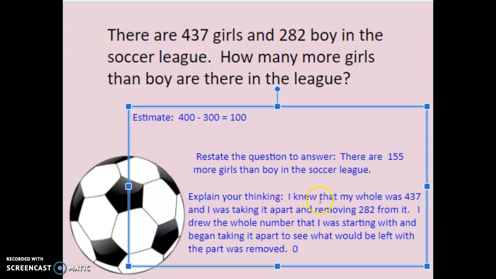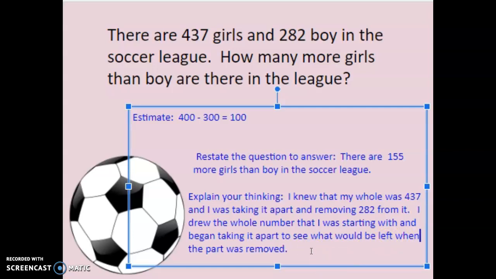So I said I knew that my whole was 437, and I was taking it apart and removing 282 from it. I drew the whole number that I was starting with, and I began taking it apart to see what would be left with the part when the part was removed. So when I took that apart, I saw that I was going to have 155 left.